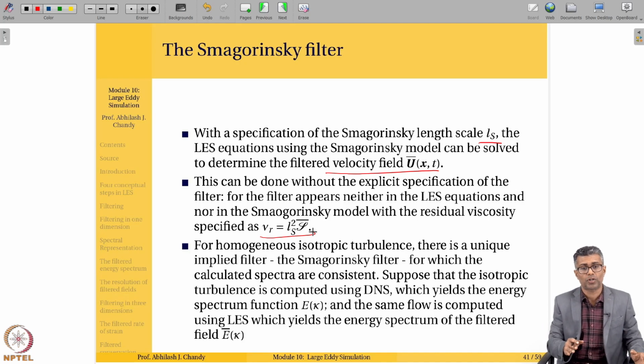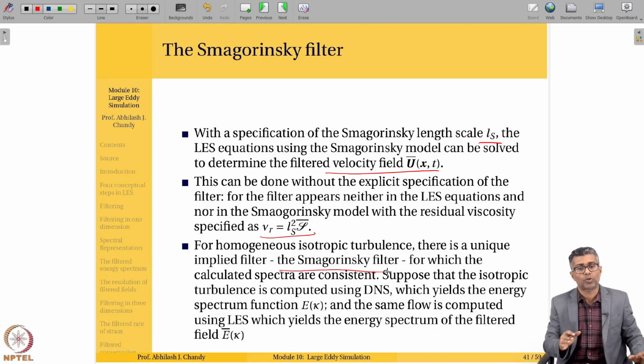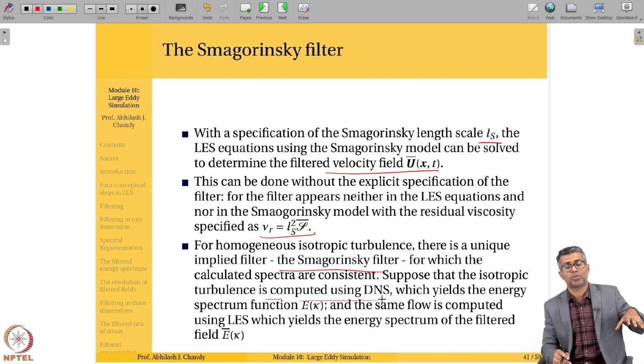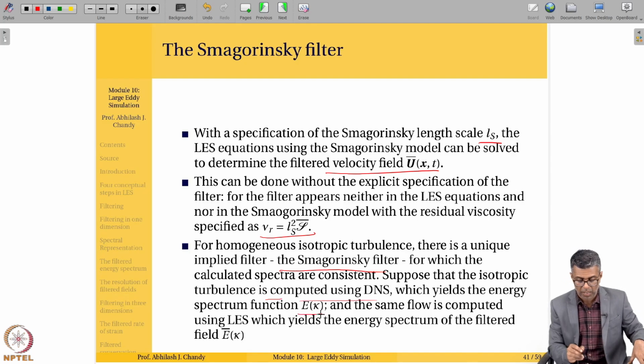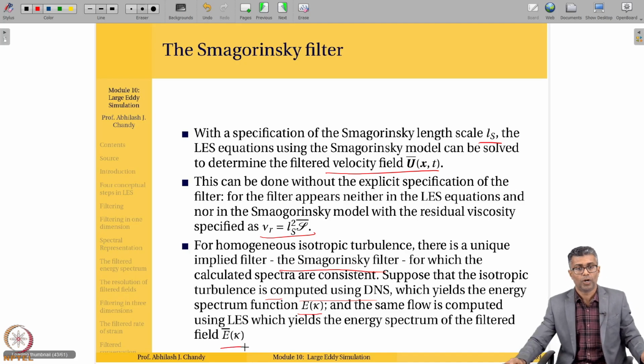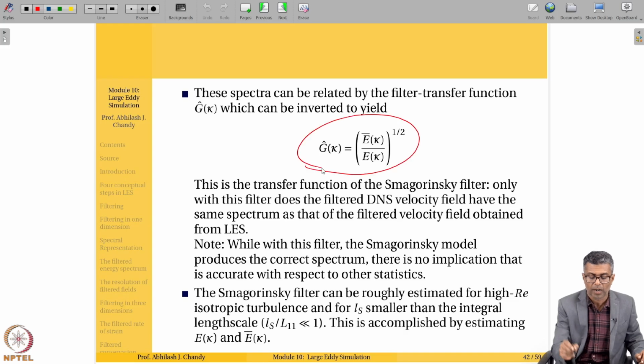So for homogeneous isotropic turbulence, there is a unique implied filter, which is the Smagorinsky filter, for which the calculated spectra are consistent. Suppose that for isotropic turbulence computed using DNS, you get an energy spectrum given by E of kappa, and say the same flow is computed using LES, and it yields a filtered energy spectrum E bar of kappa. If you relate the two, E bar of kappa and E of kappa, and take a square root of it, you should get the transfer function, isn't it?